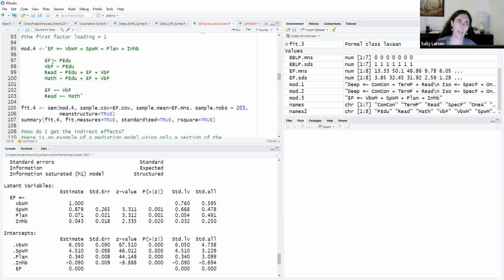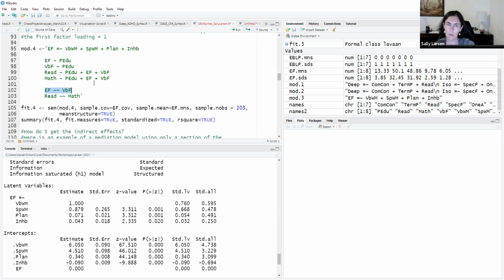So parent education predicts executive functioning, parent education predicts verbal fluency, and then reading is predicted by parents' education, executive functioning, and verbal fluency. And so this executive function is created up here, coded in up there. And then maths is predicted by those same three variables. And then there's a covariance between executive functioning and verbal fluency.